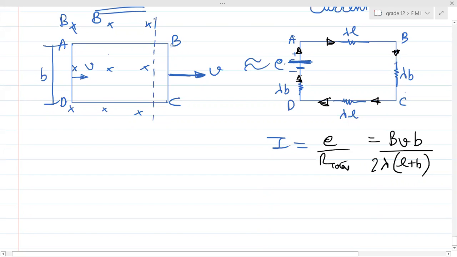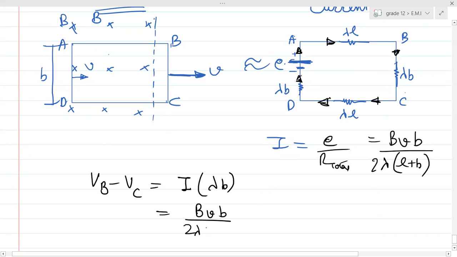If this is the current, what have they asked? They asked what is VB and VC, right? So VB minus VC should be equal to I multiplied by lambda B. This should be equal to E into lambda B over lambda into twice of L plus B. Lambda and lambda will get cancelled out. This will become EB upon twice of L plus B, right?